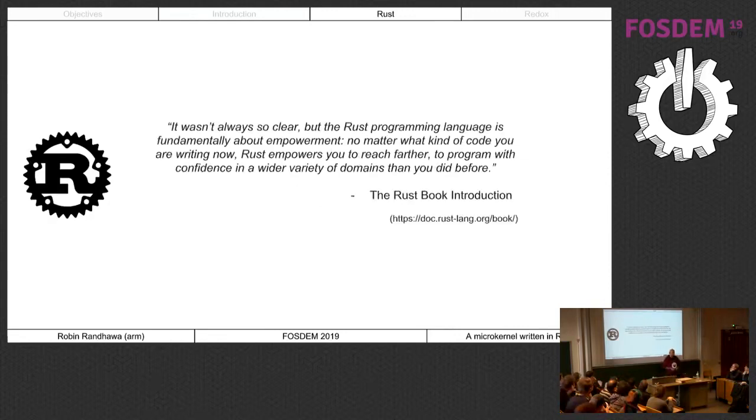The Rust book introduction has a very profound statement, which I initially took as marketing speak, but in hindsight, I think it makes a lot of sense. It wasn't always so clear, but the Rust programming language is fundamentally about empowerment. No matter what kind of code you're writing now, Rust empowers you to reach farther, to program with confidence in a wider variety of domains than you did before. I stand by this, by the way, okay?